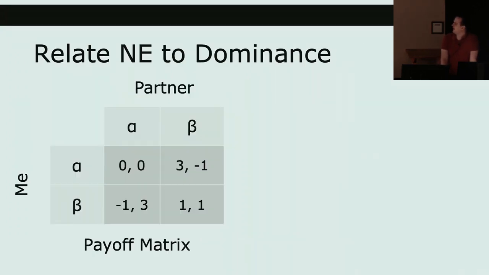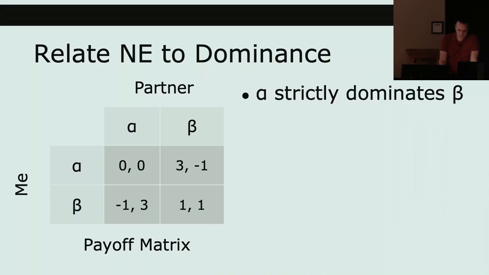How do we relate Nash equilibria to dominance? So here, for me, my choice of alpha is always better than my choice of beta, right? Because I look at the partner's alpha, it's 0 or -1, so alpha is better. If they choose beta, 3 or 1. So alpha strictly dominates beta in this case.